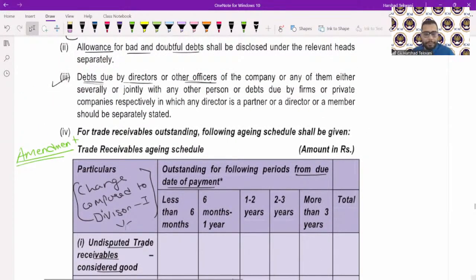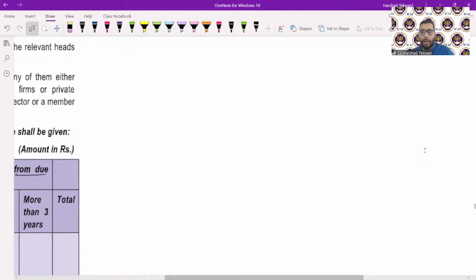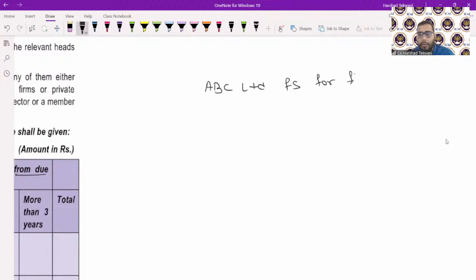For example, I'll show you one of the questions over here. I'll write it down. Let's say there was a company, ABC Limited. Now ABC Limited was preparing the financial statement for financial year 21-22. They are required to comply with the requirements of revised Schedule 3. While preparing the financial statement, what ABC Limited did is disclose the trade receivables in the below format.